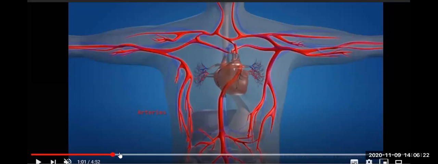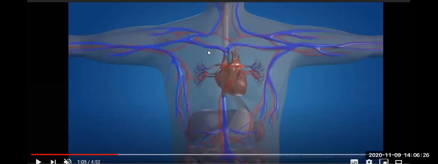And deoxygenated blood is carried by veins, which is represented by blue, by the way. It is not actually blue. Yes, that's why dark red means it consists of more oxygen.